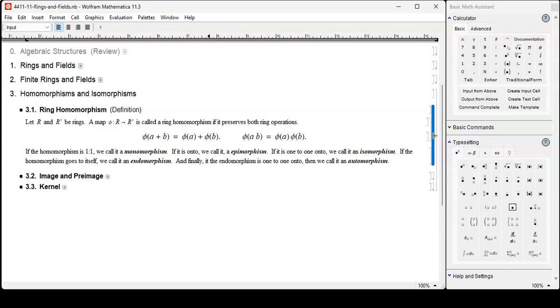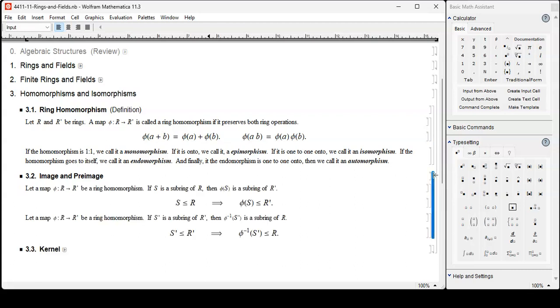Furthermore, if the homomorphism goes to itself, we call it endomorphism. And if the endomorphism is one-to-one and onto, so it's an isomorphism as well, then it is called automorphism. Well, the same terminologies. Furthermore, we can define images, preimages, and kernels pretty much the same as in group theory. Also, the same conclusion holds.